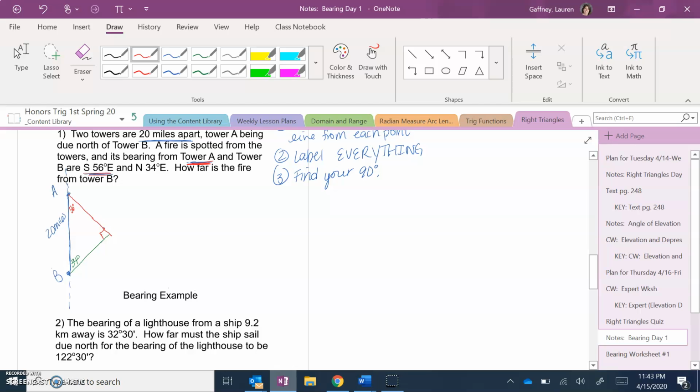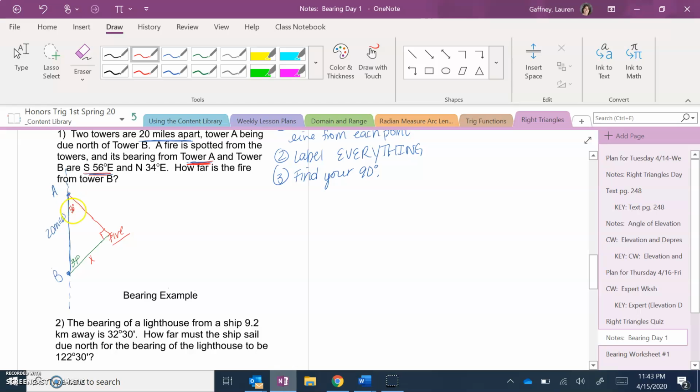Okay, so notice how I'm labeling everything so far. And we want to know how far is the fire, so this is my fire, from Tower B. So we're looking for this piece. From here, it's just a simple trig ratio. The hardest part is going to be labeling your picture. So if you look at this, you could use the 56 degree angle or the 34. It's really up to you.